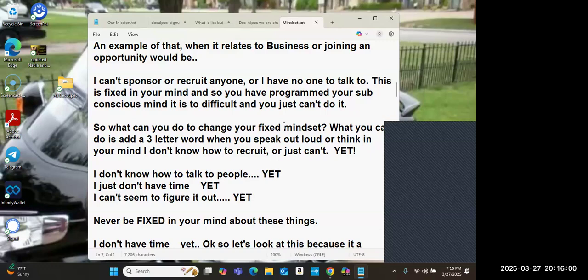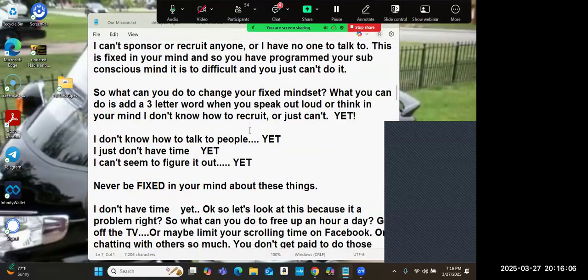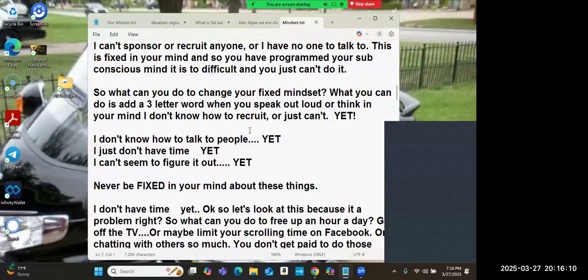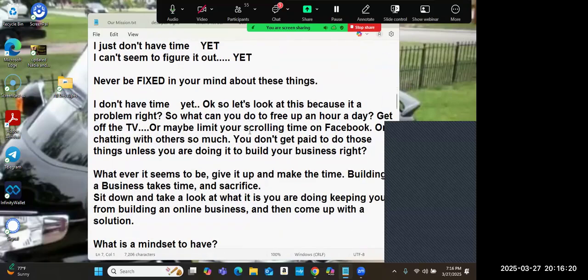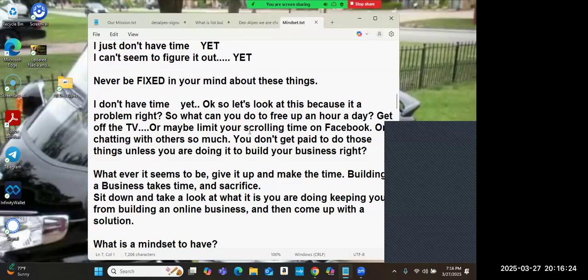So, what can you do to change your fixed mindset? What you can do is add a three-letter word when you speak out loud or think in your mind: I don't know how to recruit yet, or I don't know how to talk to people yet. I just don't have time yet. I can't seem to figure it out yet. Never be fixed in your mind about those things, okay?